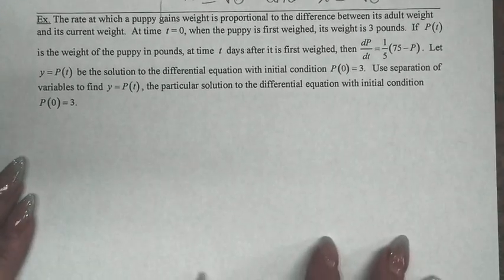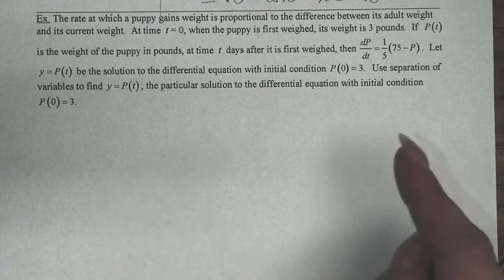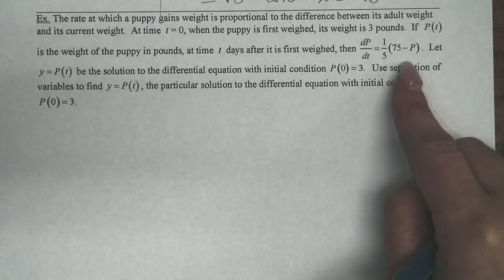The next problem: the rate at which a puppy gains weight is proportional to the difference between its adult weight and its current weight. At time t equals 0, when the puppy is first weighed, its weight is 3 pounds. If P of t is the weight of the puppy in pounds, t days after it is first weighed, then you have the equation dP/dt is equal to 1/5 times (75 minus P).